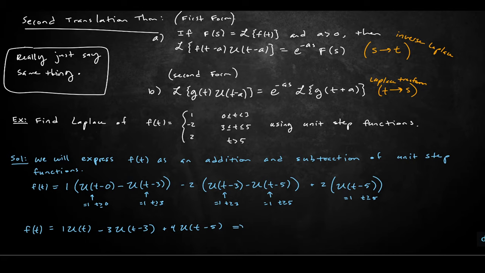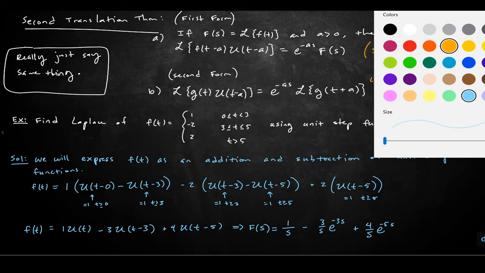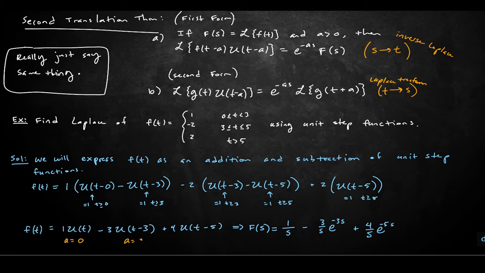So then the Laplace of these would be, so Laplace capital F of s, we'll call it capital F of s, would be equal to the function 1. Laplace transform is 1 over s, e to the 0 s, minus 3 over s, e to the negative 3 s, plus 4 over s, e to the negative 5 s. Because we have to think about each case, okay, here a equals 0, here a equals 3, and here a is equal to 5.